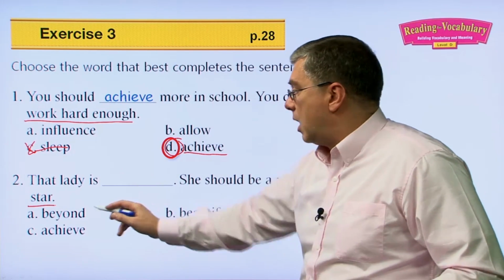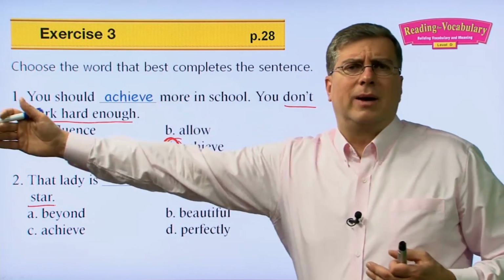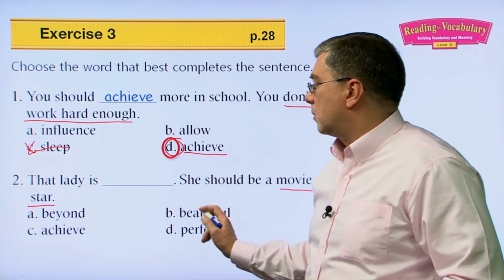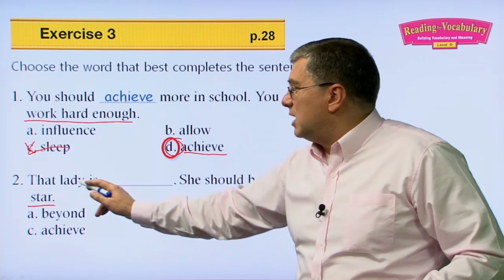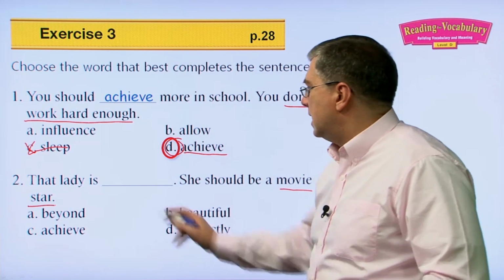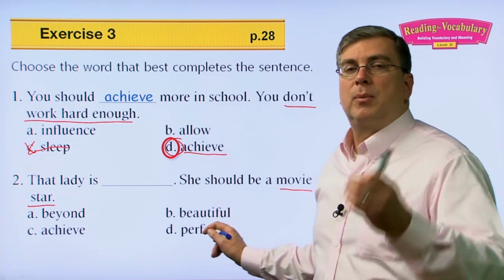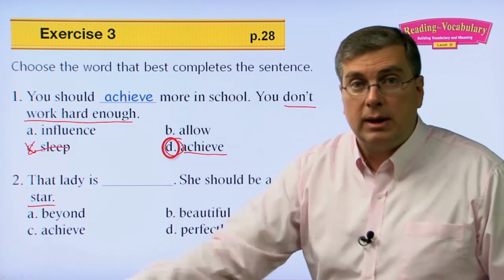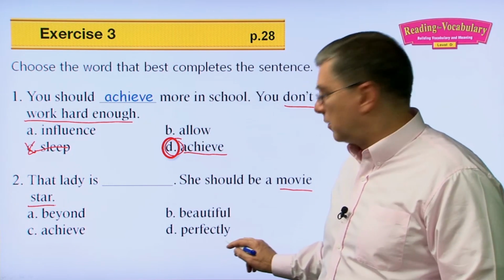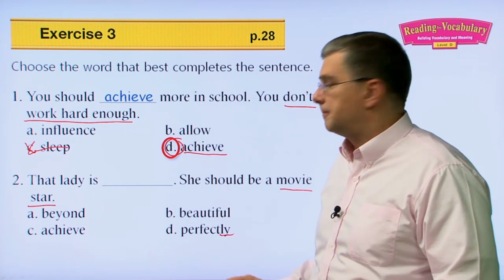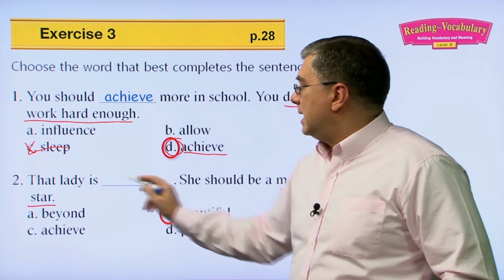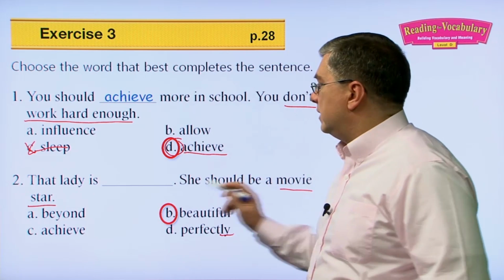That lady is beyond. Beyond means she's further away. That doesn't make sense. She is beautiful. That's probably the right answer. She is achieve. You can't say somebody is achieve. Achieve is a verb, not an adjective, so that doesn't make sense. That lady is perfectly. No, remember, perfectly describes a verb, not a noun. So that wouldn't work. If you said that lady is perfect, that could be an answer, but this is perfectly, so it doesn't fit grammatically. The best answer, of course, is beautiful. That lady is beautiful. She should be a movie star.